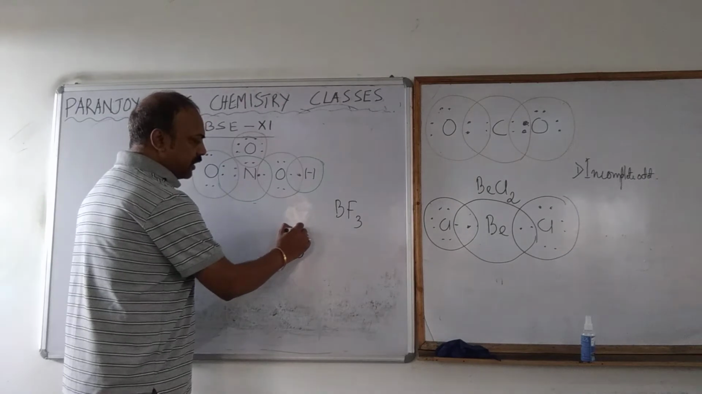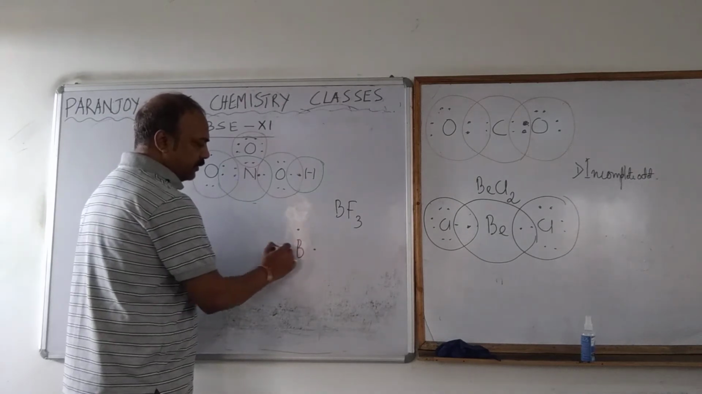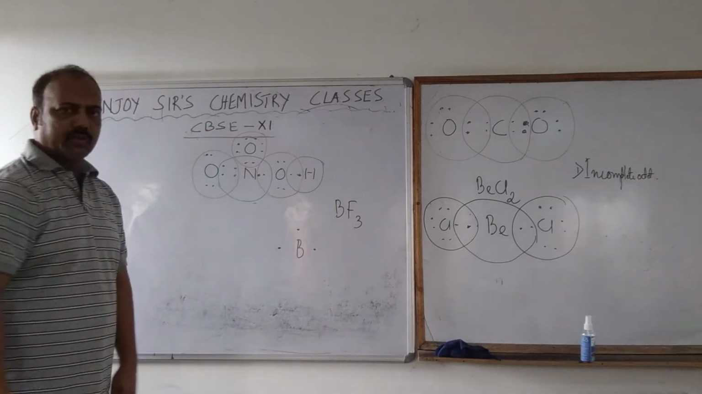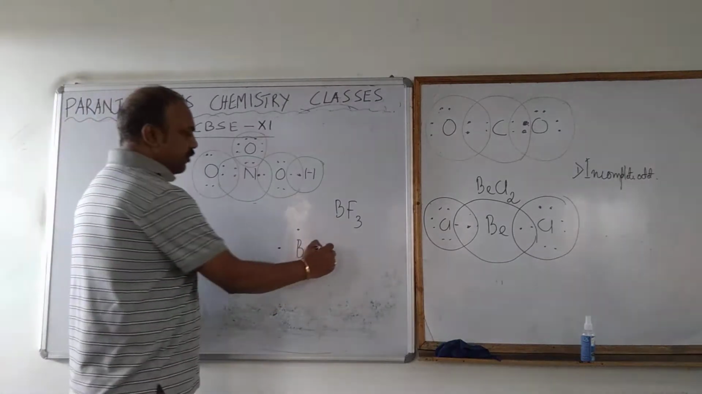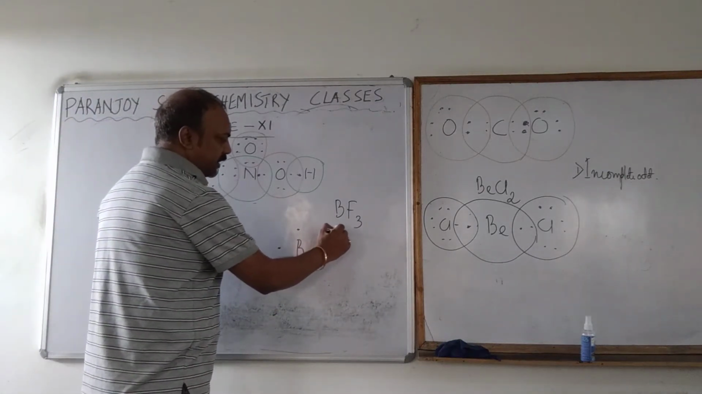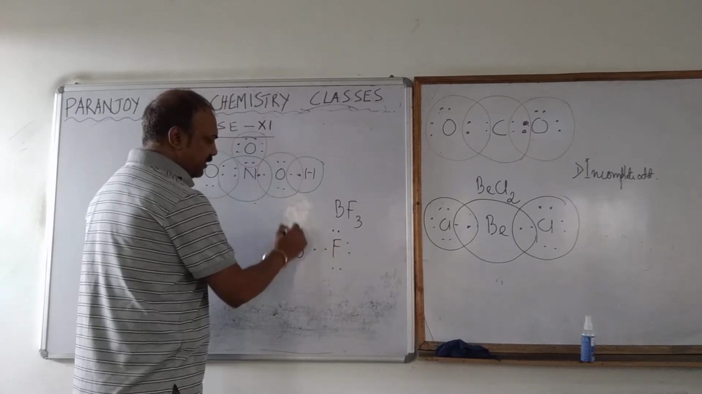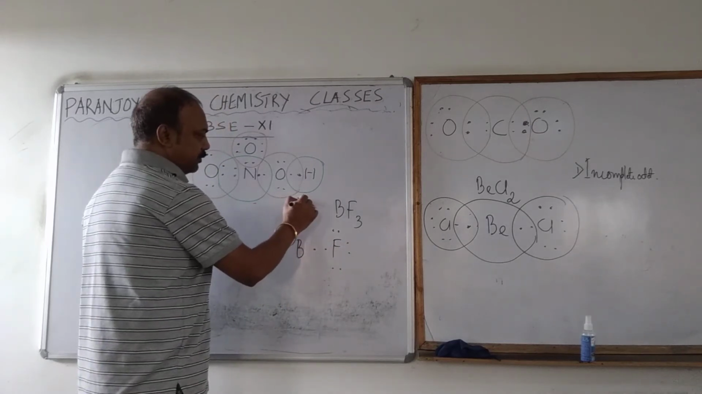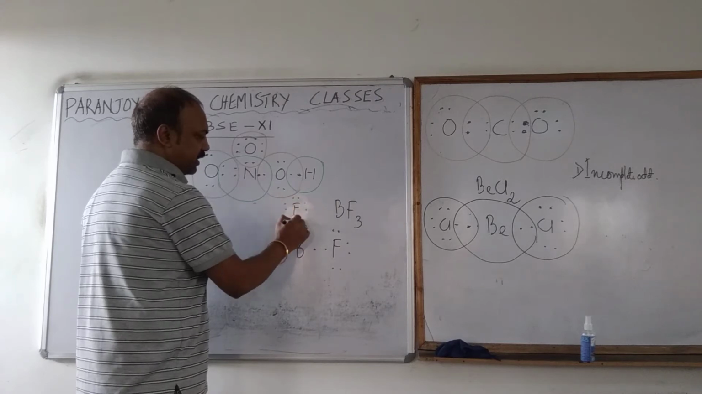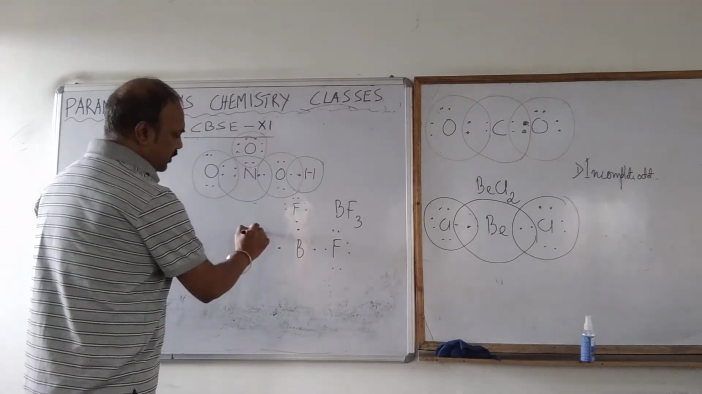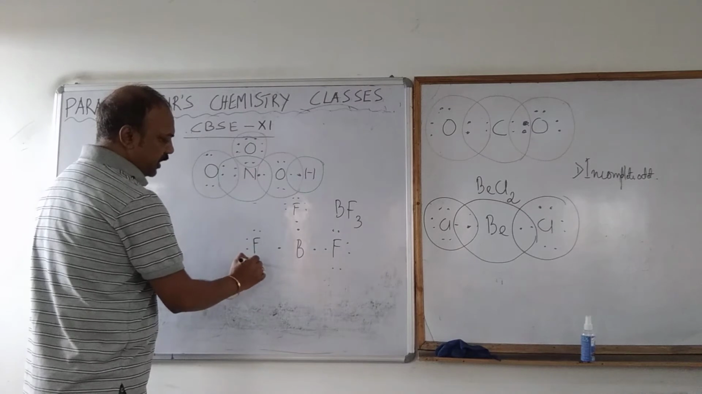Boron has 3 electrons in its outermost shell. Fluorine has 7 electrons in its outermost shell: 1, 2, 3, 4, 5, 6 and 7. Each fluorine has 7 electrons in its outermost shell.